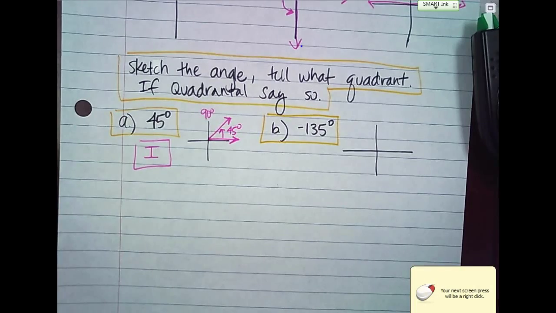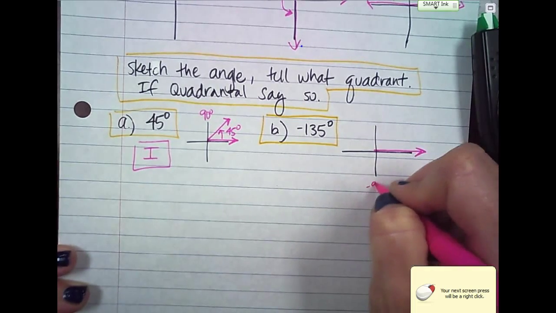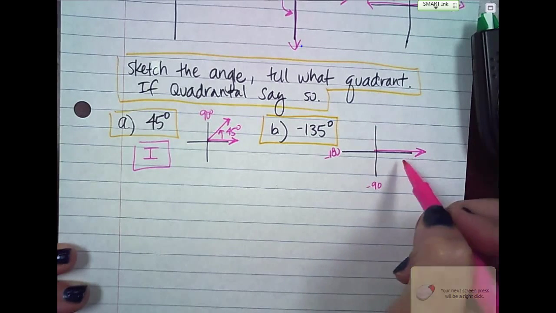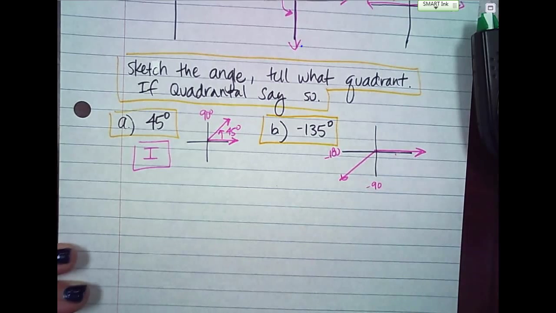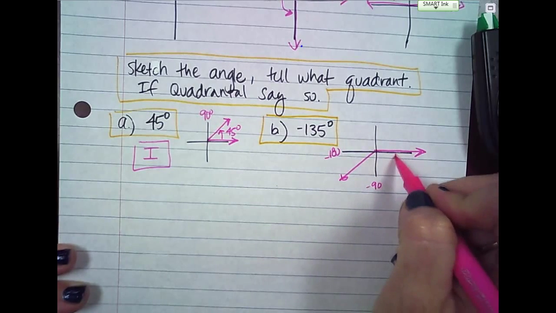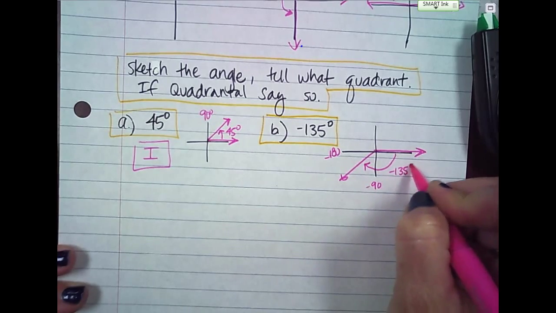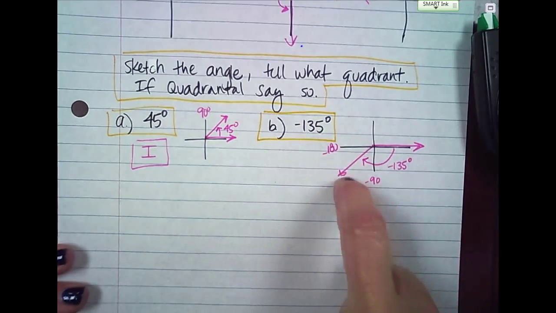So negative 135, if you're not sure, I'm going to start it off here. You can label it. Negative 90, I'm not there yet. Negative 180, oh, I'm between those two numbers. So I know I'm going to fall here, which means I started here. Now, look at my arrow. Started here and landed there. This is negative 135 degrees. What quadrant do we fall in? 1, 2, 3.